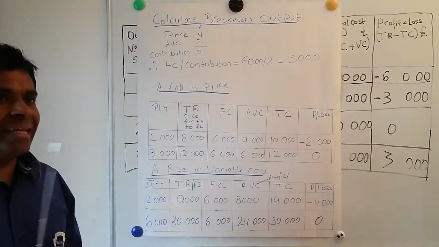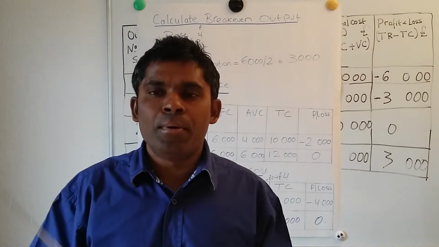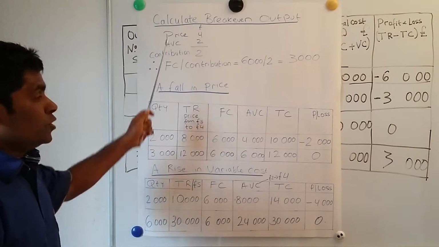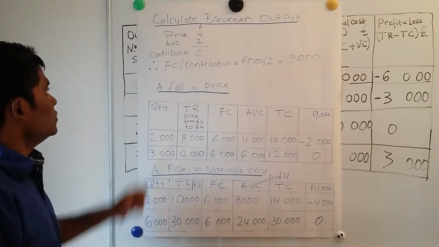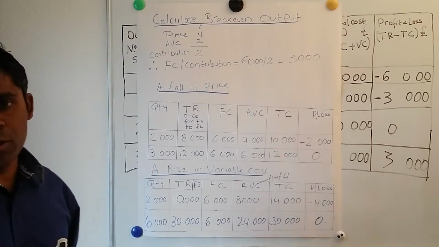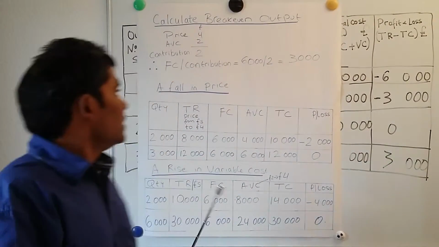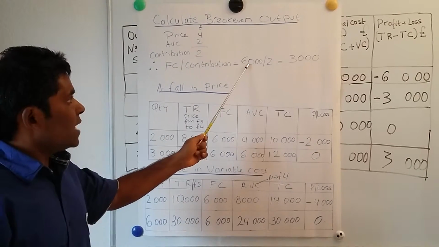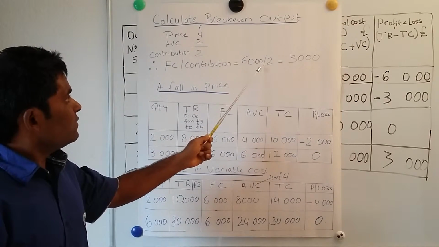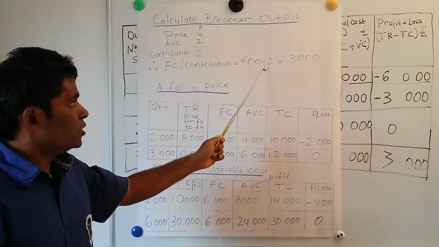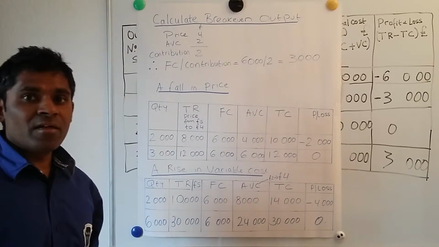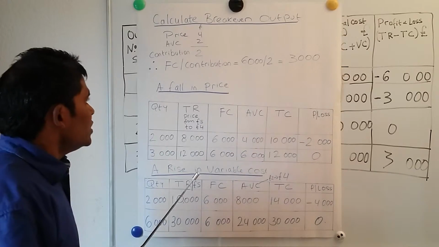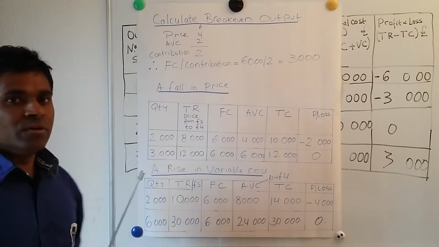We'll have to calculate the contribution per unit. The price is 4, the new price. The AVC is 2, which gives you a contribution per unit of 2. Your fixed cost is 6,000. 6,000 divided by contribution per unit gives you 3,000. 3,000 is your new break-even point.